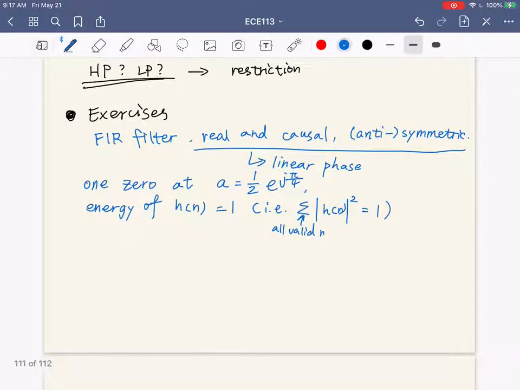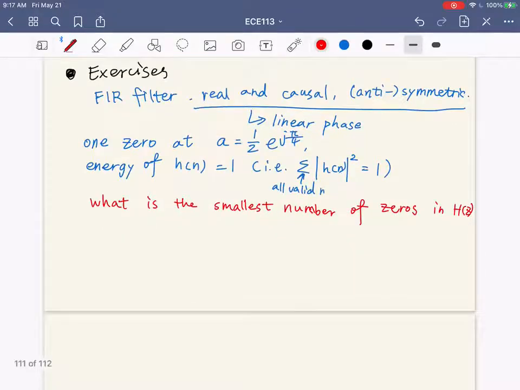Cool. And here comes my question. What is the smallest number of zeros in h of z? Any clue? Any guess? Since it's real, I think you have to at least include the conjugate of the given zero. Very, very reasonable guess. Thanks, Edward.